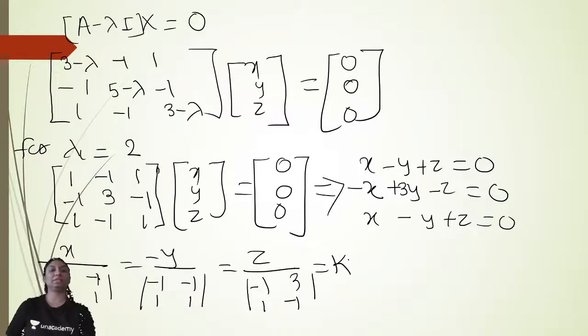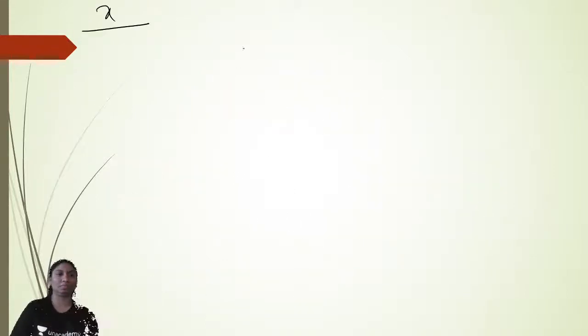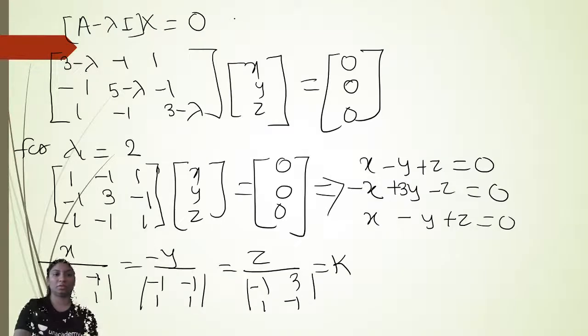So x upon the determinant of 3 minus 1, that is 2, is equal to minus y upon minus 1 minus of minus 1, so plus 1, so 0. You will get it is 0. Okay, x upon minus 1 and minus of minus 1, so plus 1.